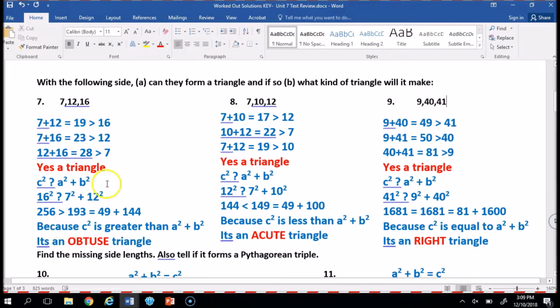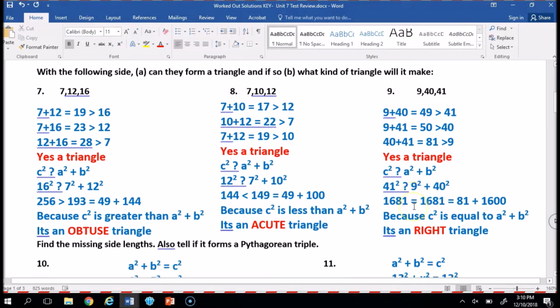So in the first case, with number 7, we got that 256, which is our c squared, is bigger than 193, which is equal to 49 plus 144. So because c squared is bigger than a squared plus b squared, it's an obtuse triangle. Over here, we had 144 is less than 149. So again, this is our c squared, because that was our 12, our longest side. If c squared is smaller than a squared plus b squared, then it's an acute triangle. And here we had an equal sign. When we added these together, the 9 squared plus the 40 squared, we got the same number on either side of the equal sign, meaning that they were equal. So this is a right triangle.